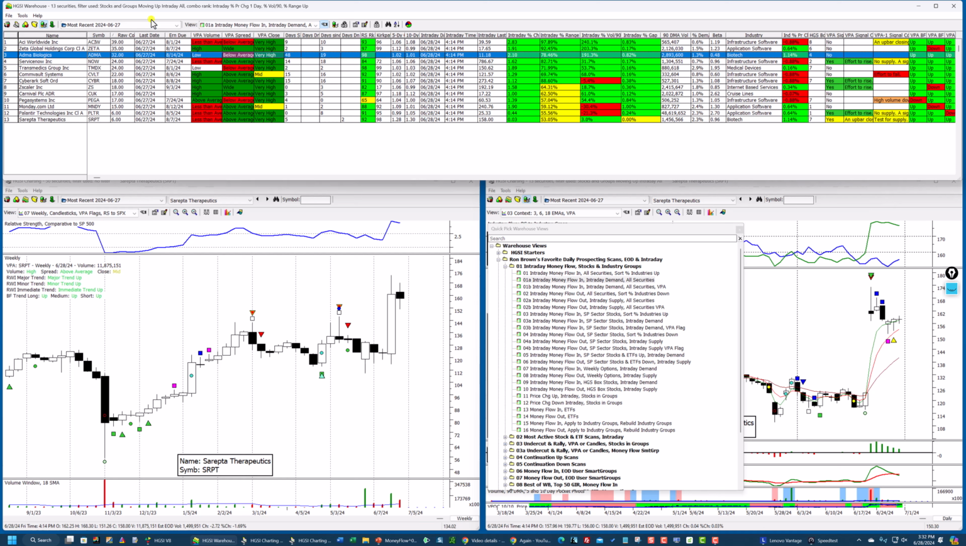Anyway, I just want to show you, you can let the program pick the top 50 for you, and then you can just use these intraday scans to scan and look for prospects. Have a good weekend.